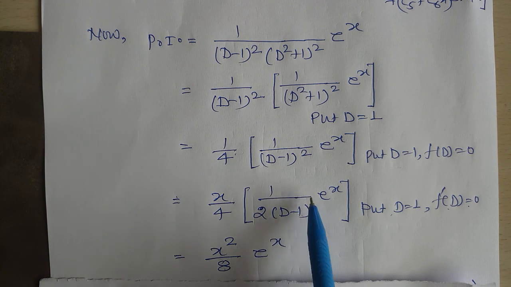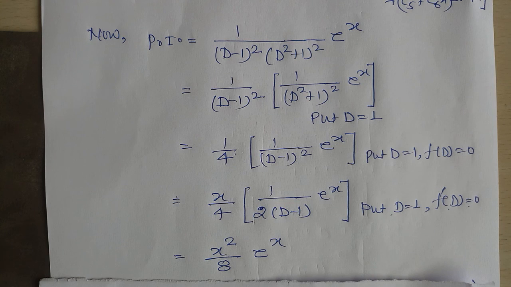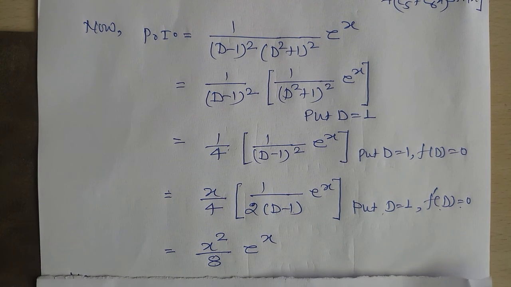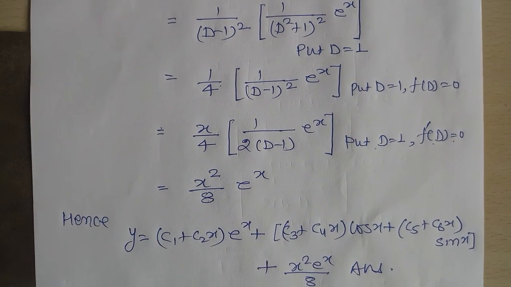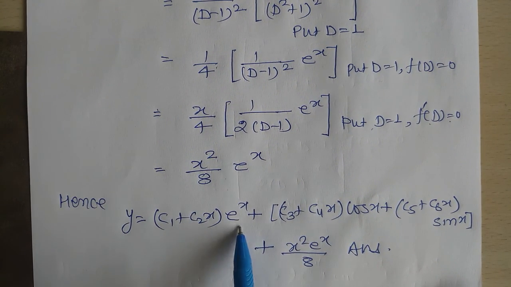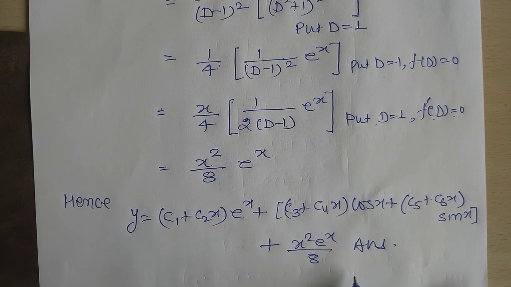And since all the D's are eliminated, this is our PI. Hence the complete solution is y equal to CF plus PI.